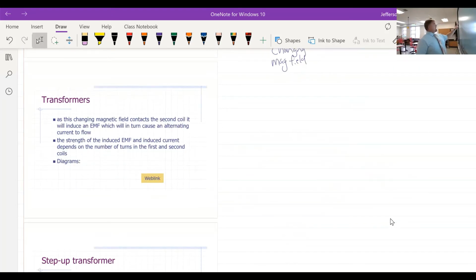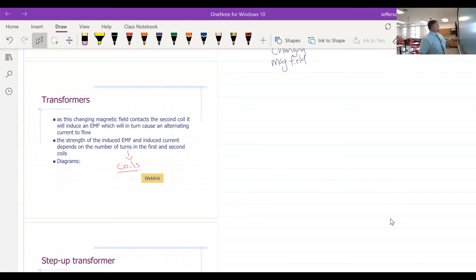So again, you can see how this changing magnetic field will contact the second coil and create an induced EMF in it. It causes the current to flow as well. The strength of the induced current depends on the number of turns or coils, I should say turns or coils, in the first and second.